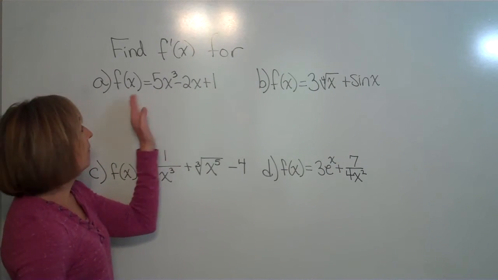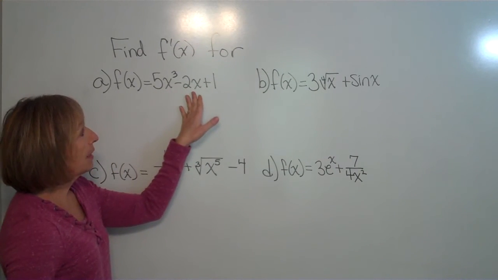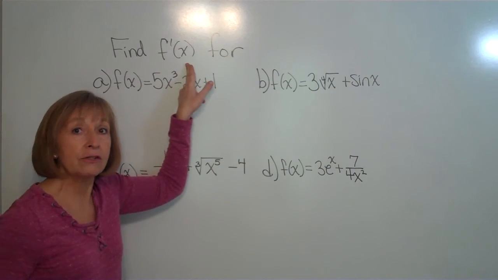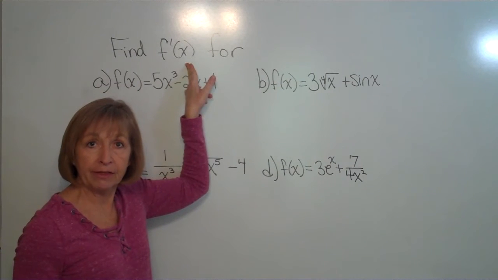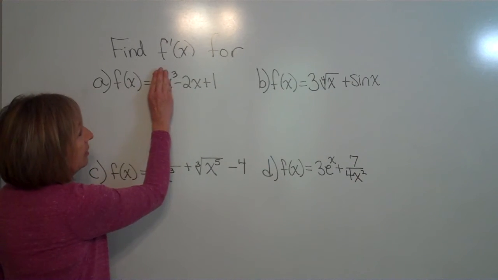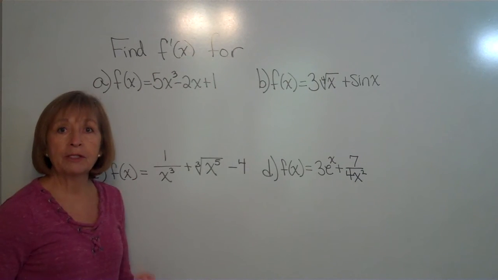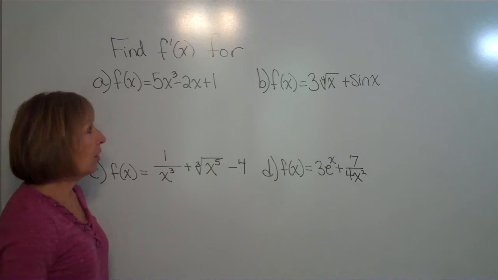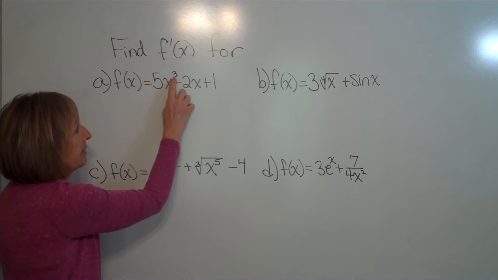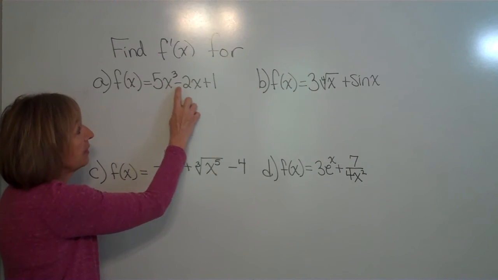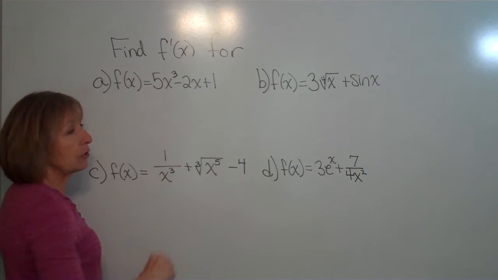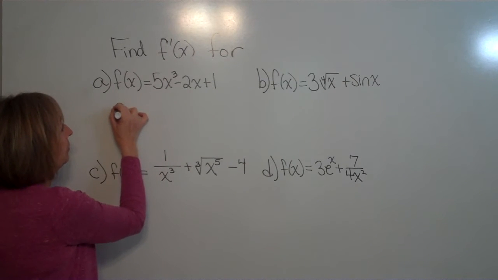First up is f of x is equal to 5x to the third minus 2x plus 1, and it says find f prime of x. So when it asks you to find f prime of x, it's asking you to find the derivative of that function. So the first thing I look at is that it is term by term, so I can use my term by term differentiation. And also in each of the terms, I have a number times letter base to rational number exponent, or a number times my x to the first. So I can go ahead and just find this derivative using those basic rules.